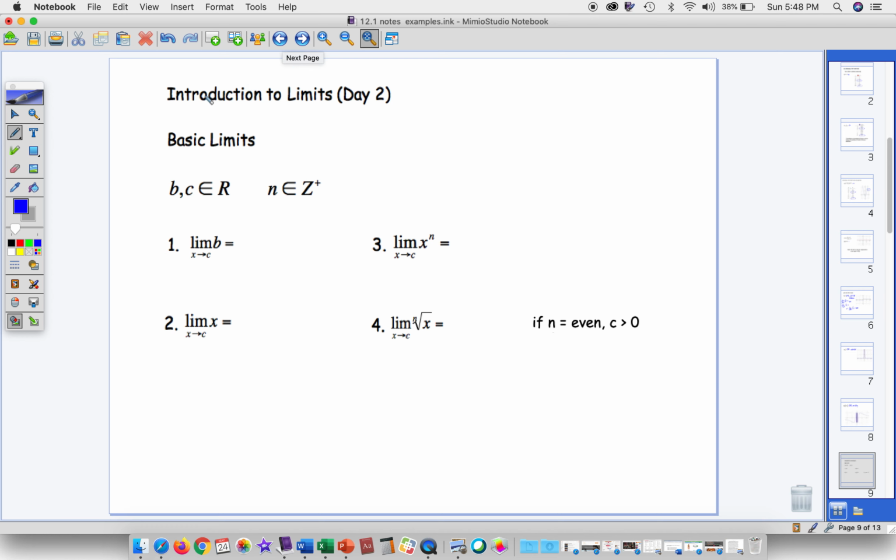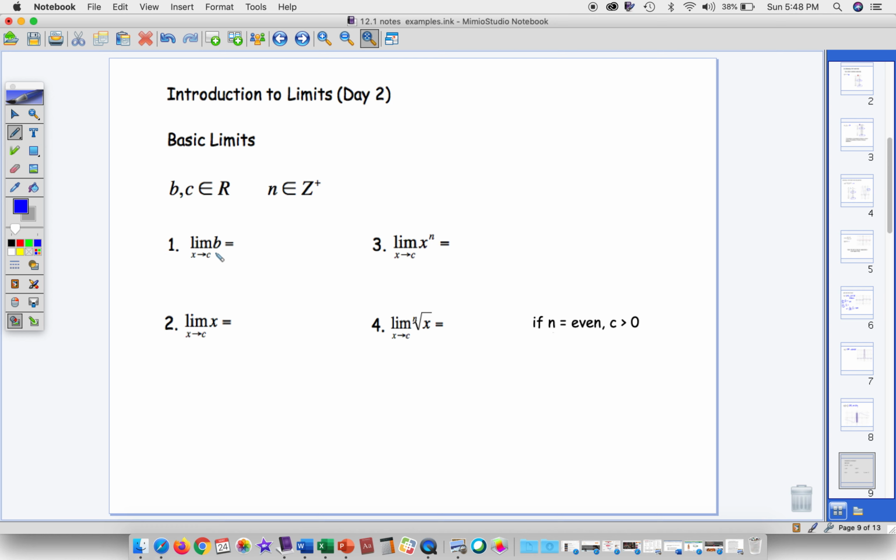Okay, so the introduction to the properties, we might as well run through these, even though it says day 2. I'm going to give you the whole video today. So our basic limits, we have b and c, which means element of the reals. N is an element of the positive integers.